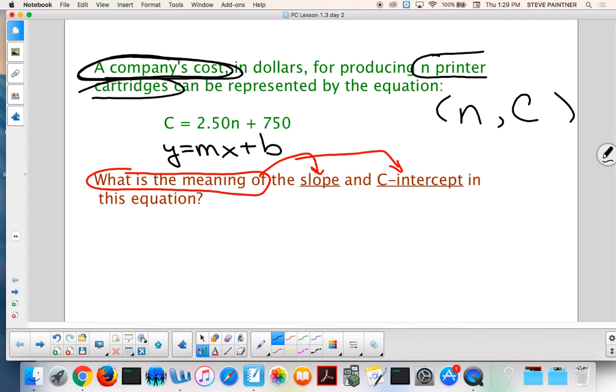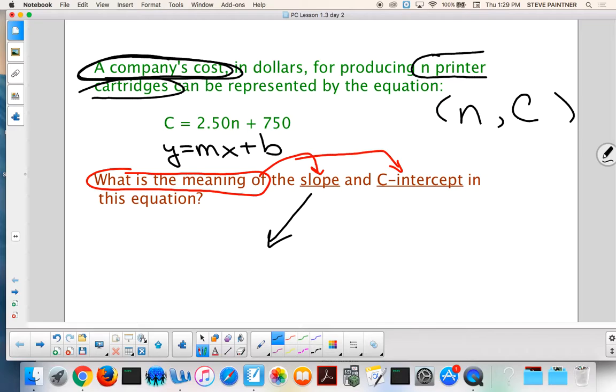Now, first of all, what's the meaning of the slope? Well, let's come down here. Slope is which one? 2.5. 2.5 is the slope. But that's not what I asked you. I asked you what's the meaning. So who wants to say it? Chloe, you can get it. Should be the cost per one printer cartridge.